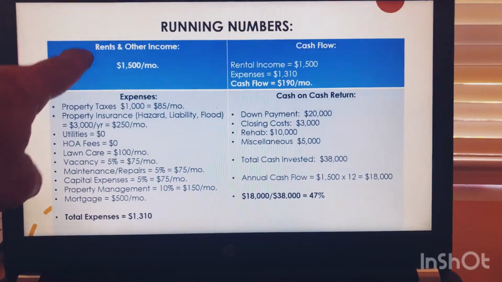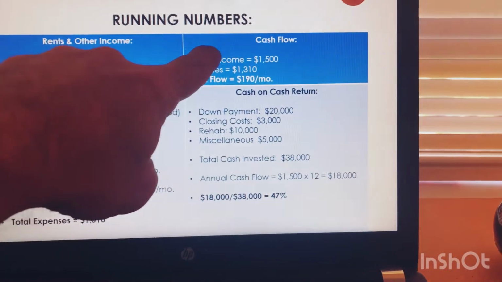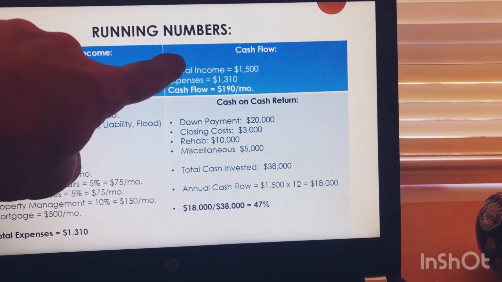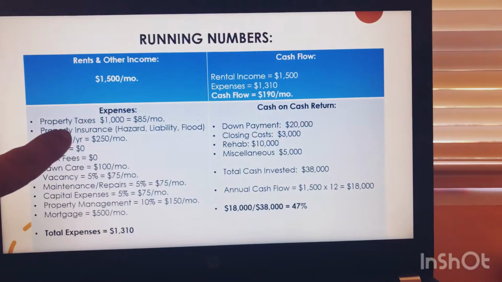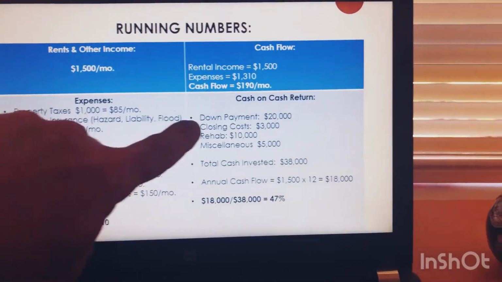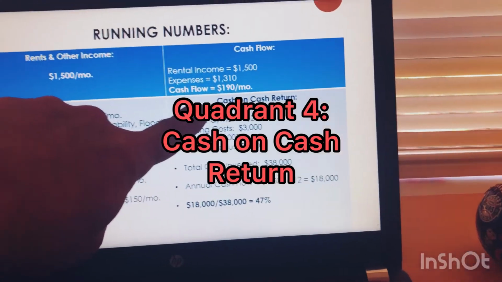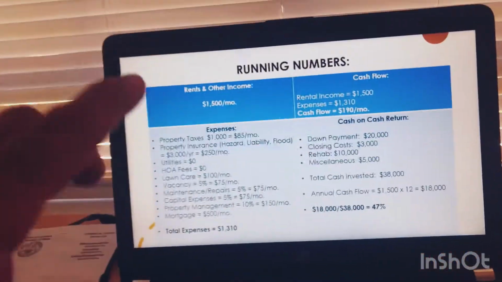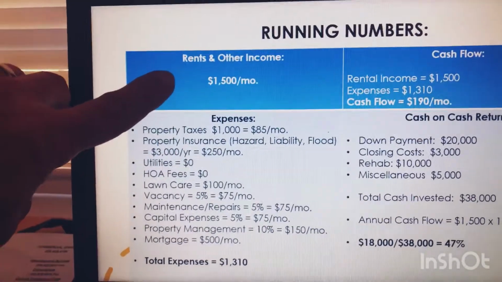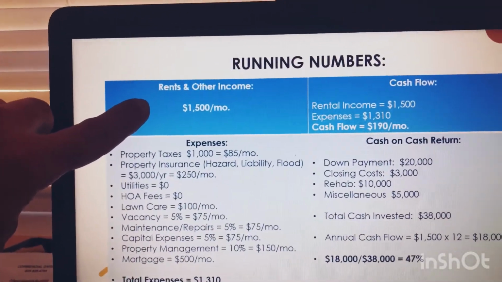the first quadrant, okay? The second quadrant is your cash flow, all right? And this is going to be based off of quadrant number 3, where we look at our expenses. And in quadrant number 4, it's going to be your cash on cash return, okay? So let's start here, quadrant 1. The first thing you need to determine is what can your rents and potentially other income be.